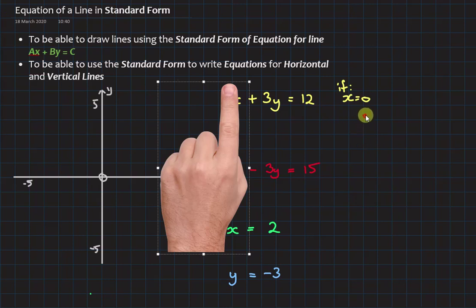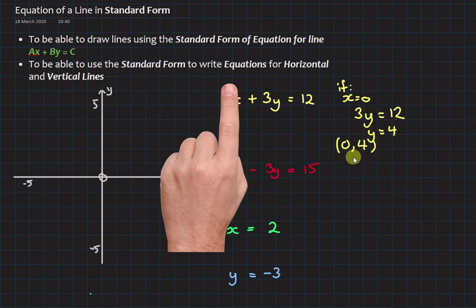So I can start writing, if that's the case, then 3y equals 12. Divide both sides by 3, and it says y equals 4. So that gives me one coordinate. X is 0, y is 4. Well, that gives me one place. I need a second one. So that gives me a point on the y-axis.